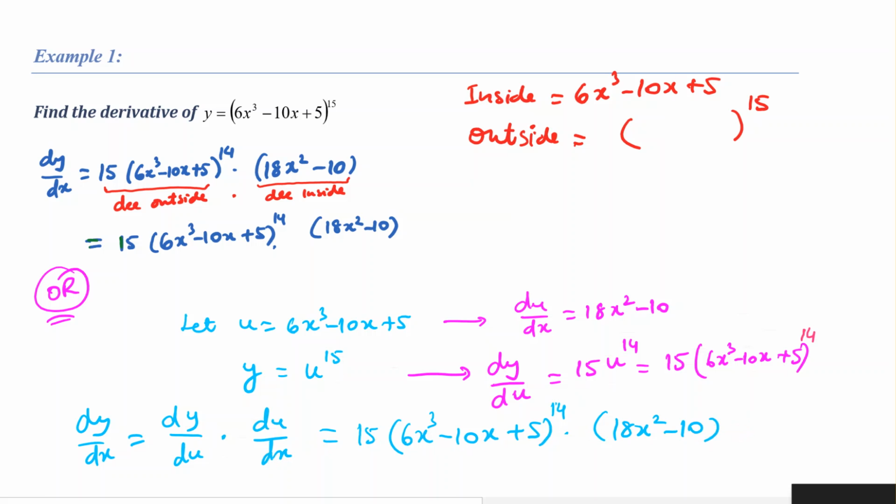Personally, I believe that this method is easier when I use d outside times d inside, so that it's a quicker method. The other one is like you just write all the baby steps. So you can choose what works best for you and just use the same method.